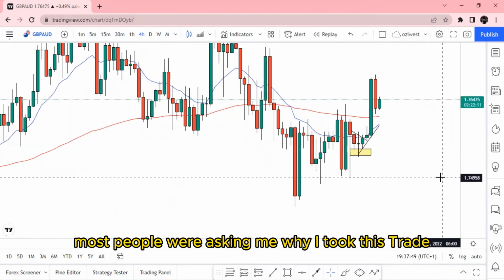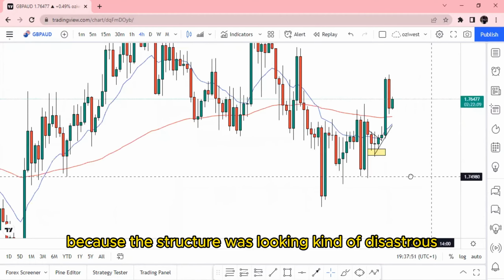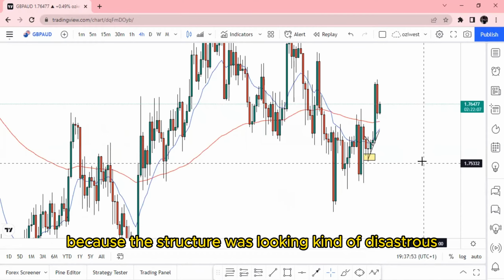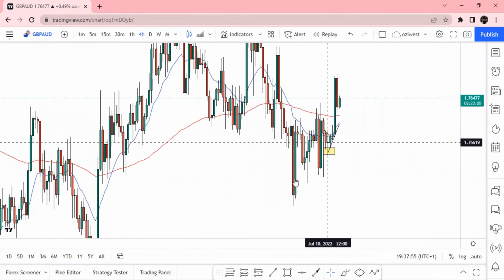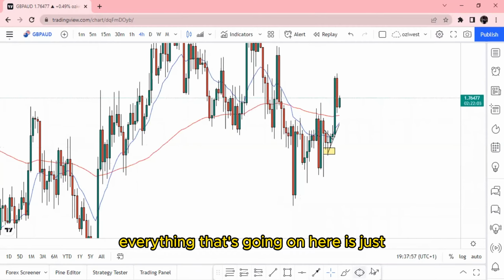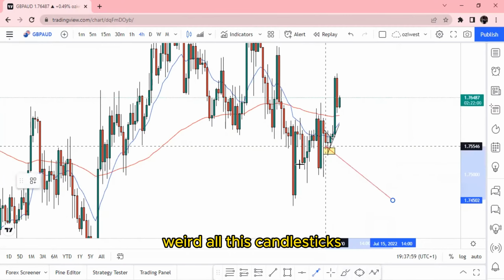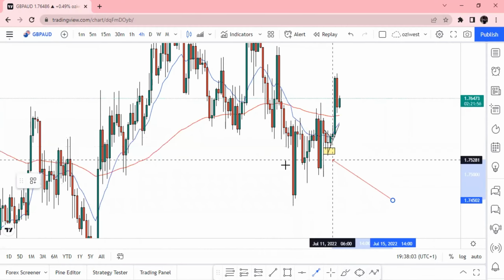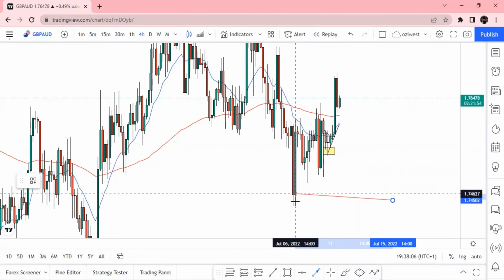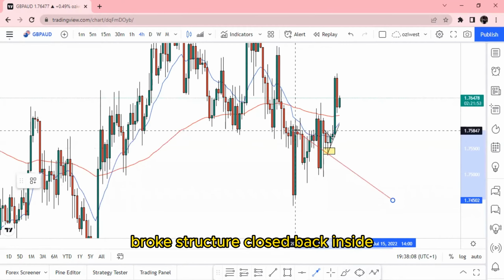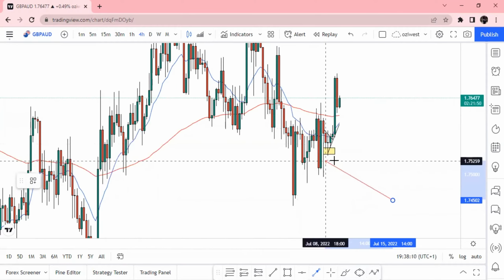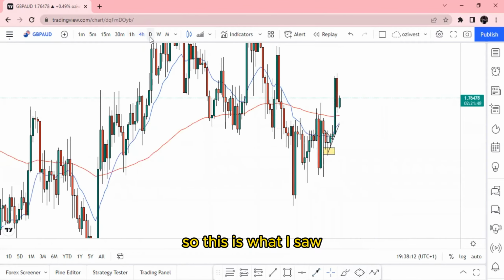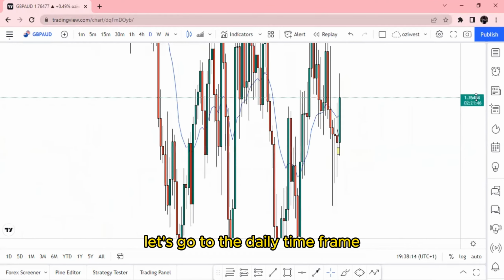most people were asking me why I took this trade because the structure was looking kind of disastrous. Everything that's going on here is just weird. All these candlesticks broke structure, closed back inside. So this is what I saw. Let's go to the daily time frame.